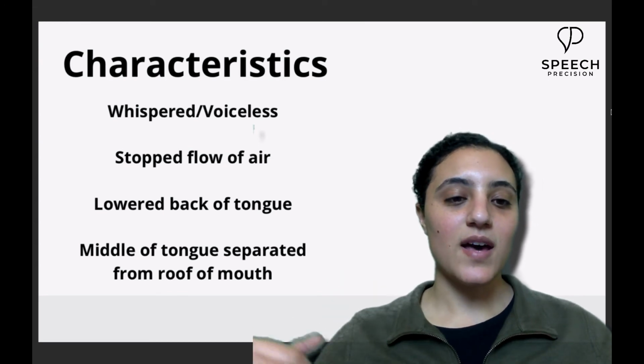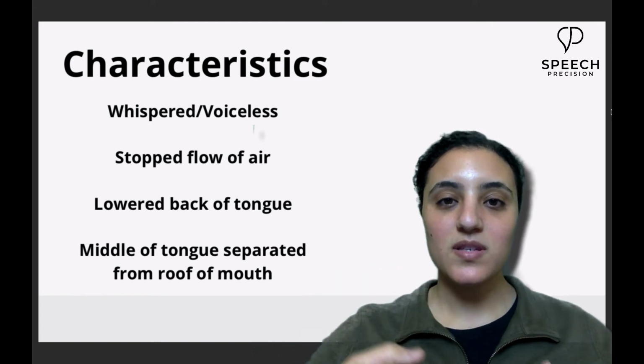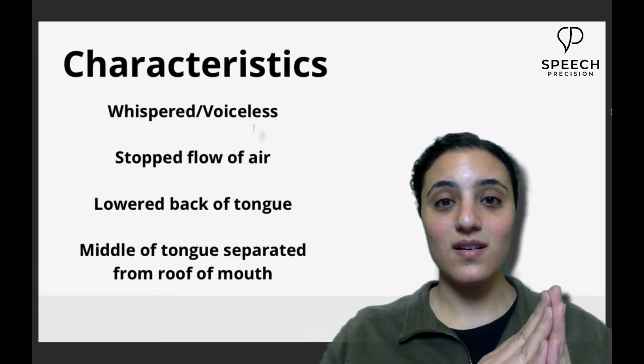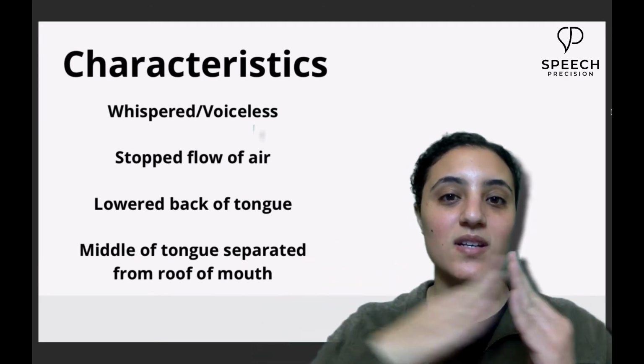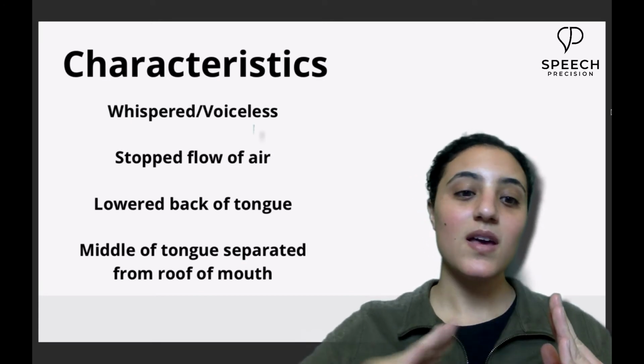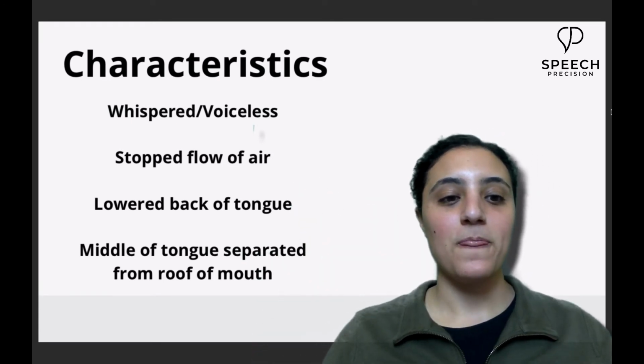The other thing is that the flow of air when you're producing the ta is stopped. It's blocked, right? And what is it blocked by? It's blocked by your tongue, right? So there's a flow of air, your tongue is going to come, block it by pushing against the gums, and then you have to release it to get that sound out.